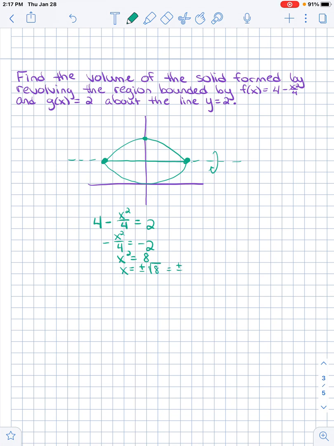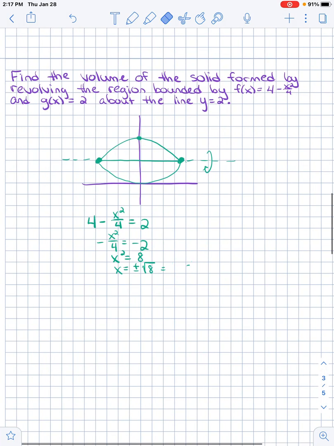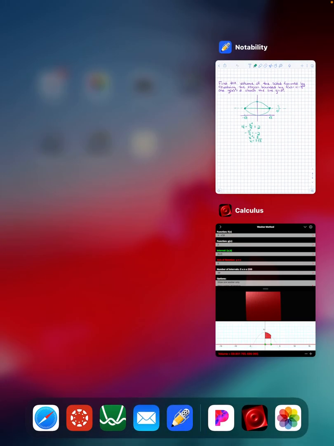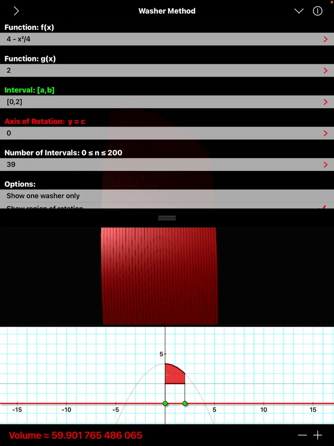If I take the square root, I get plus and minus the square root of 8, or plus and minus 2 times the square root of 2. The square root of 8 is fine. I'm just going to leave it like that. So this value here where they intersect is negative square root of 8. And this one is positive square root of 8.